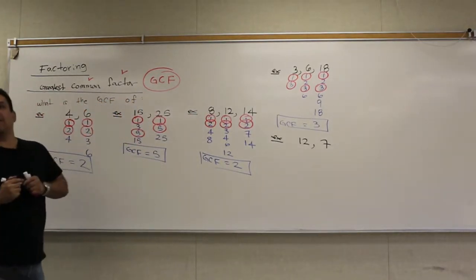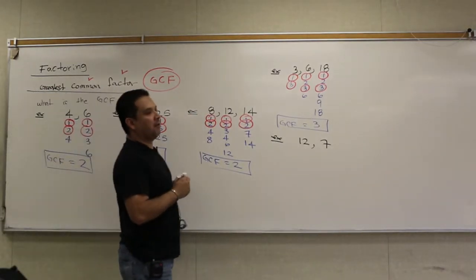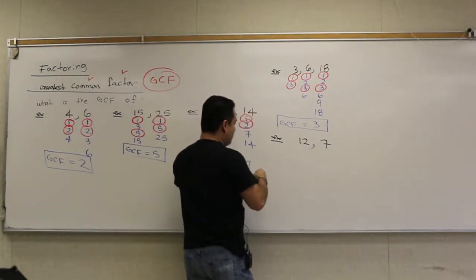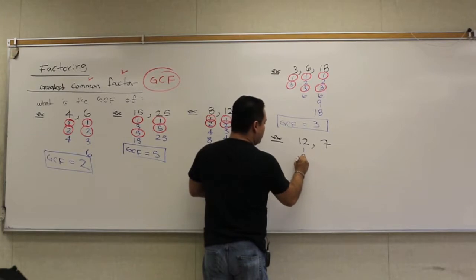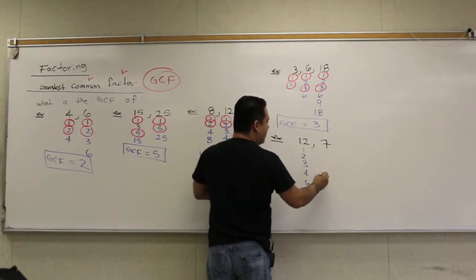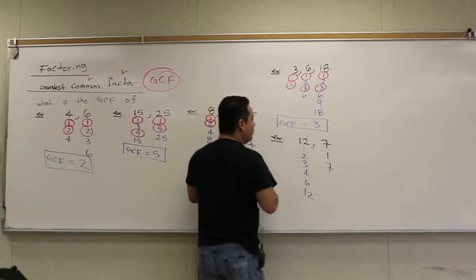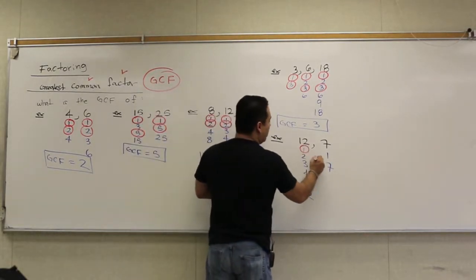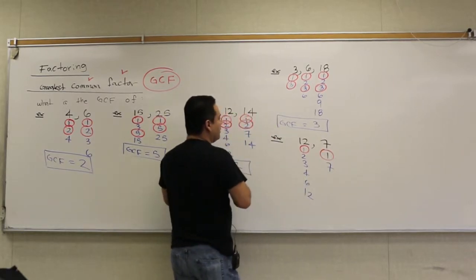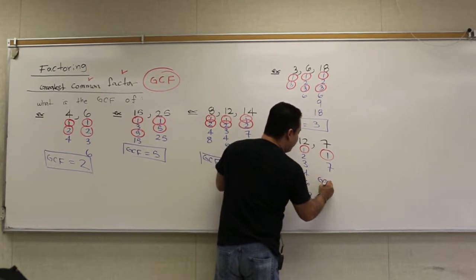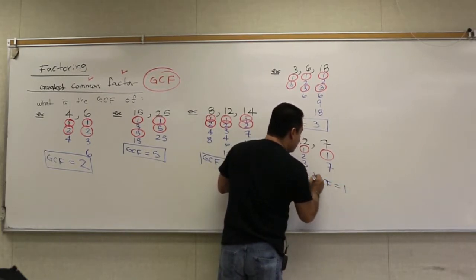Greatest common factor of 12 and 7. Well, let's see. Let's go through it. 1, 2, 3, 4, 6, and 12. And then 1 and 7. Is that true? So which is common? 1. Which one's the largest? Is it 1? So the greatest common factor is the value 1.